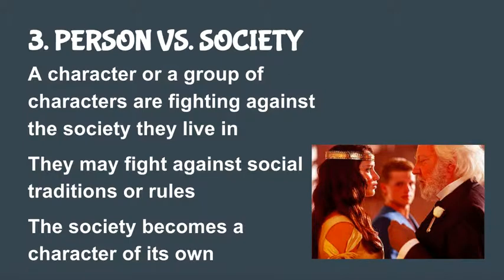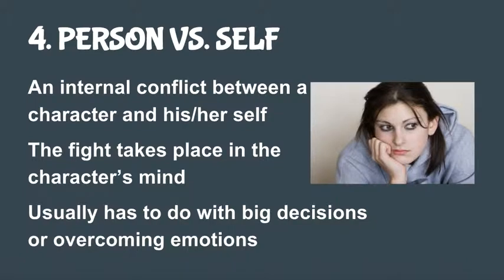The fourth type of conflict, which is an internal conflict, and this is the only type of internal conflict, is a person versus self conflict. And this is a conflict between a character and themselves. And the fight is taking place in the character's mind. And a lot of times a person versus self conflict has to do with big decisions a character has to make, or maybe they're overcoming emotions, or maybe there's something from their past they're really struggling with.